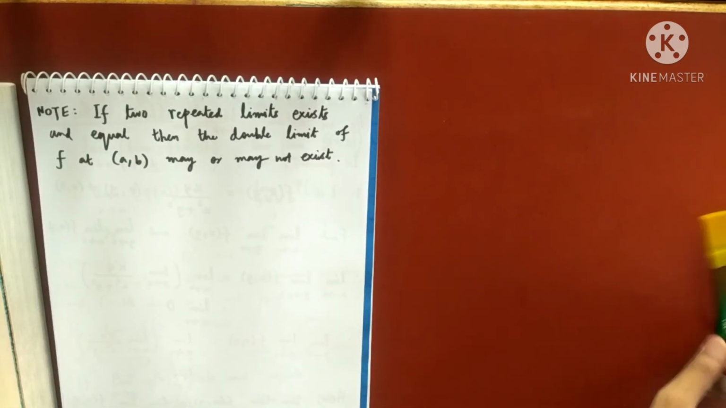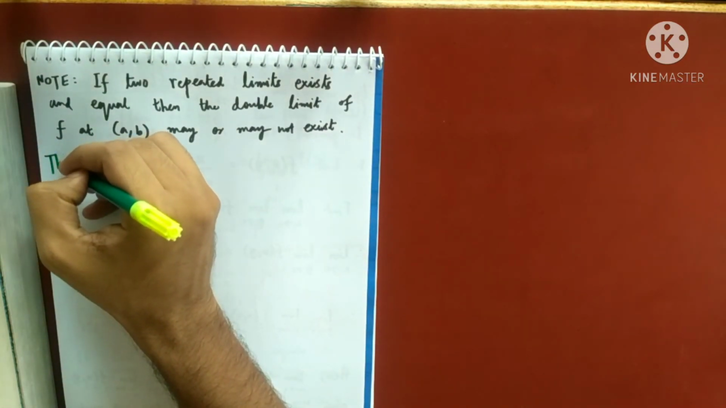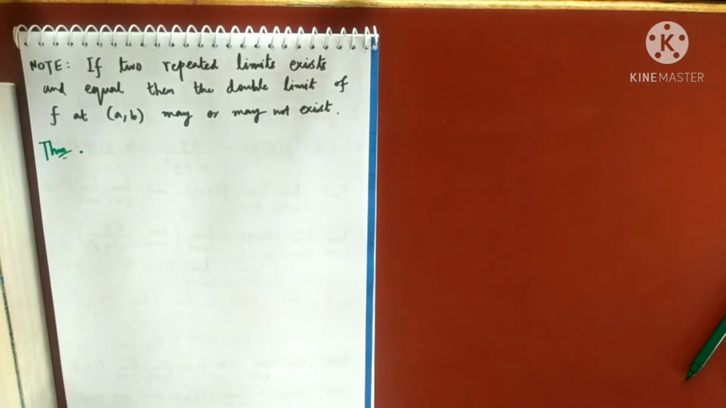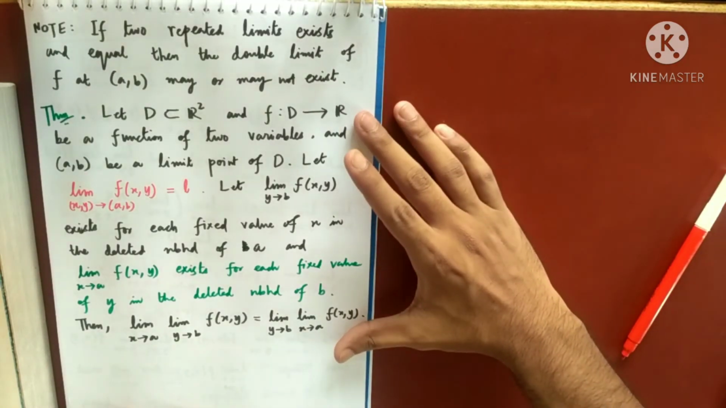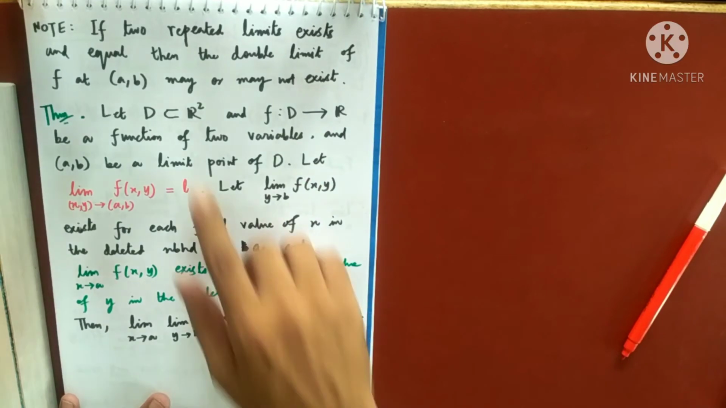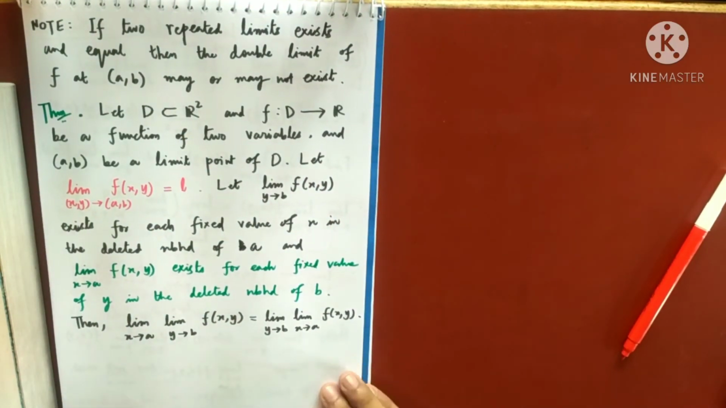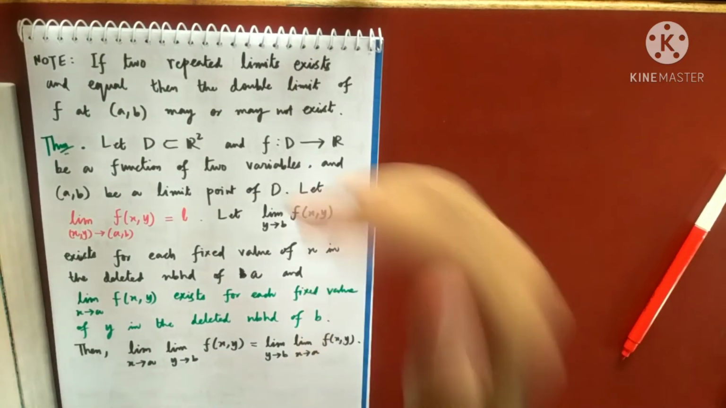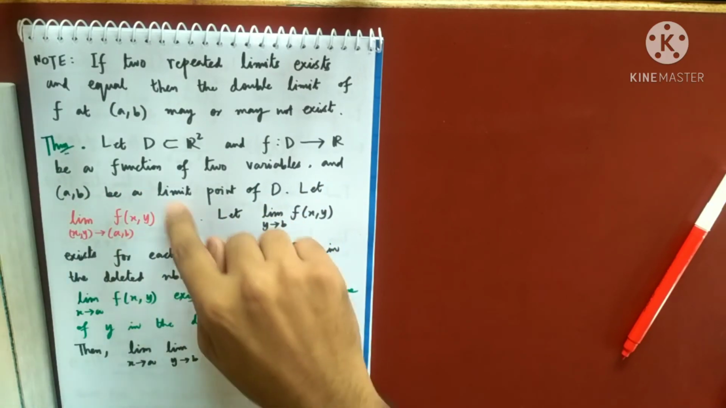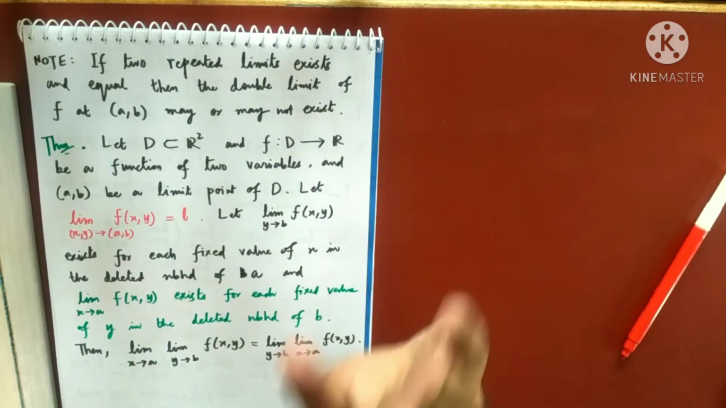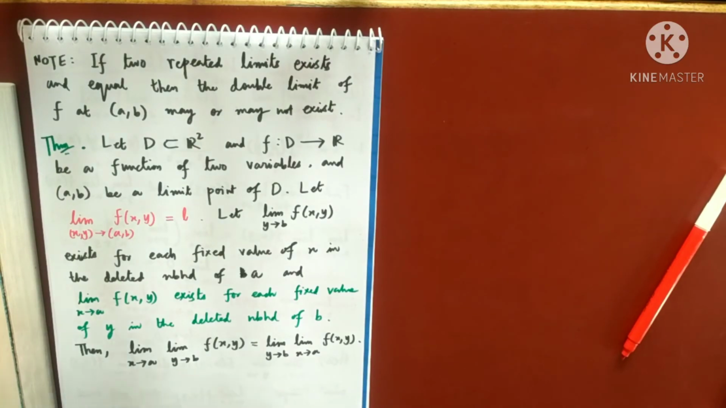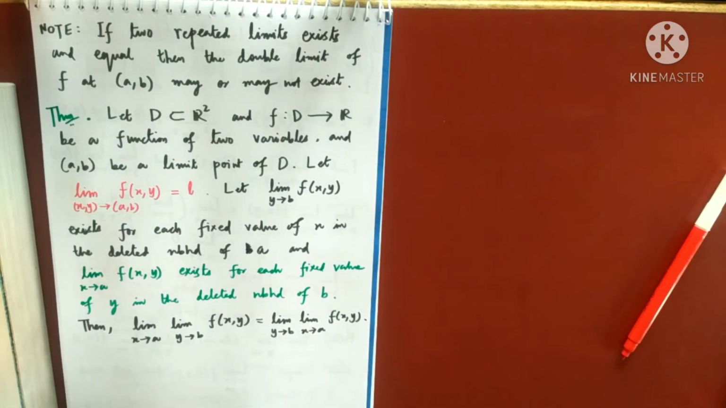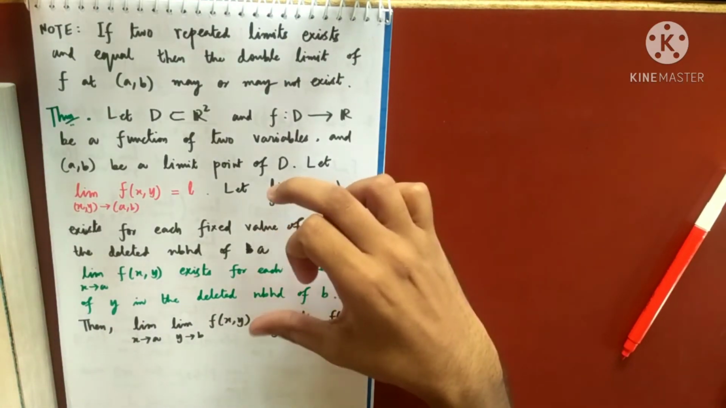Okay, done this. So let me state the theorem. Here is the theorem. A very simple one, but written in much more detail. What this theorem tells you is this. Suppose that the double limit exists and is equal to L. Keep that in mind. This will not guarantee that these two will be equal. So one more condition is required, this condition.